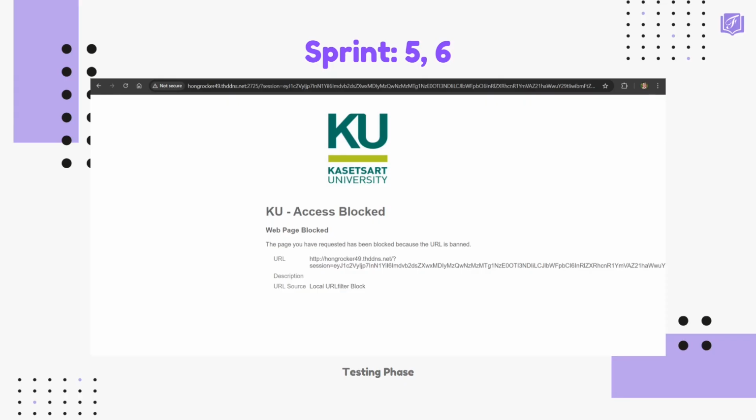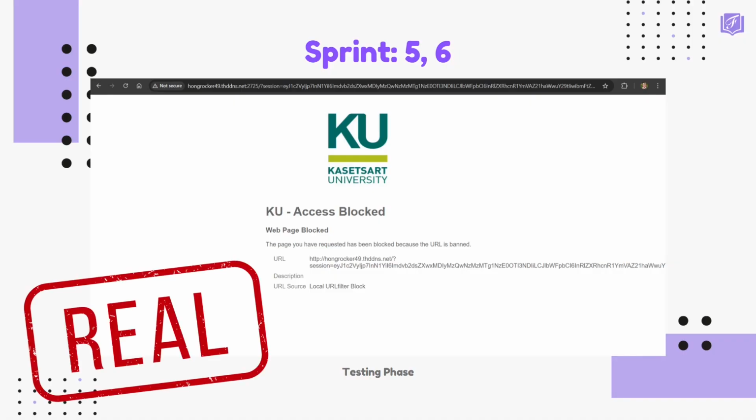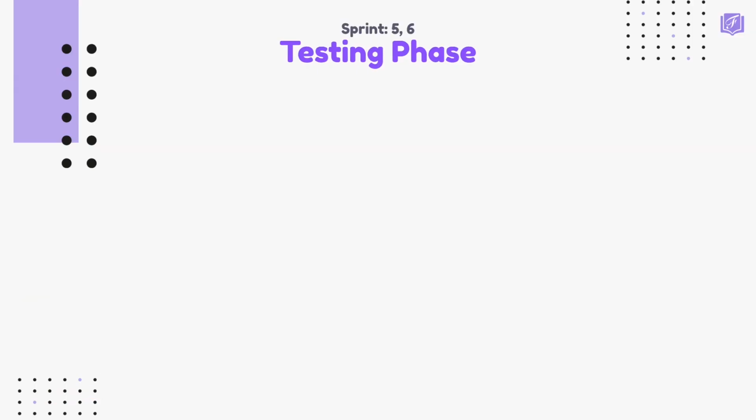Since we had all these problems, and most of them were bugs, we thought we would do a testing phase. And yeah, the image that you see, that KU blocked all access, is real. It actually happened when we tried to test our website in class. But we already fixed this, and I still have no idea why it happened, but it's not happening anymore.